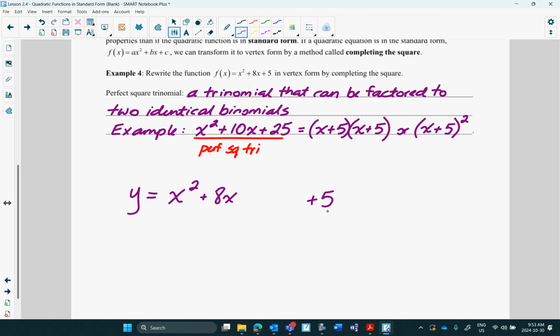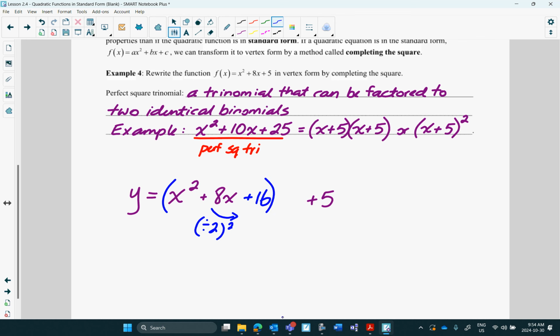And you remember we talked about how to create one. What number could I put in here so that when I factored these three terms, I get two identical binomials? Do you remember how to find it? Take the x term, divide by 2, squared. So that means plus 16. There's the trinomial we can factor.